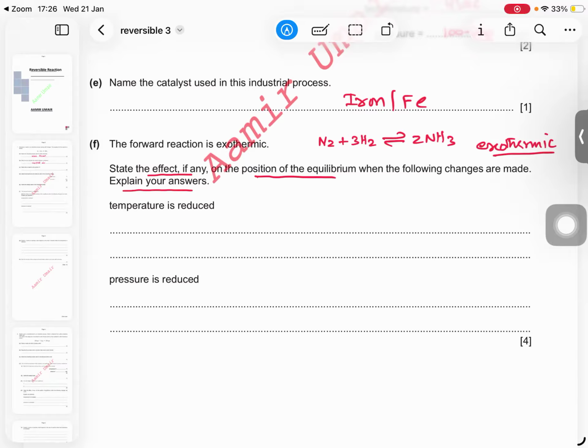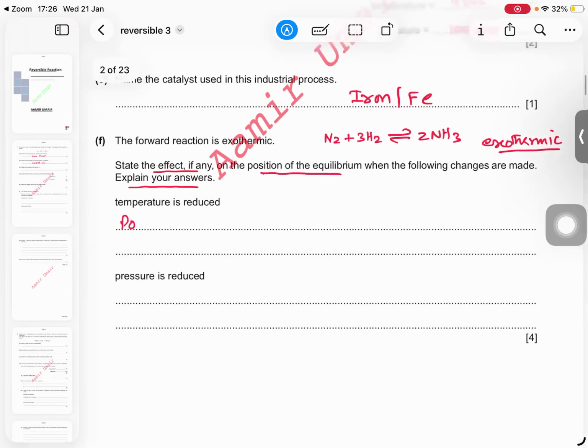Okay, the first one. State the effect, if any, on the position of equilibrium when the following changes are made. Explain your answer. The temperature is reduced. What happens to the position of equilibrium? Moves to the right hand side. So I always tell you, do not write forward, backward. Just write right hand side or left hand side.